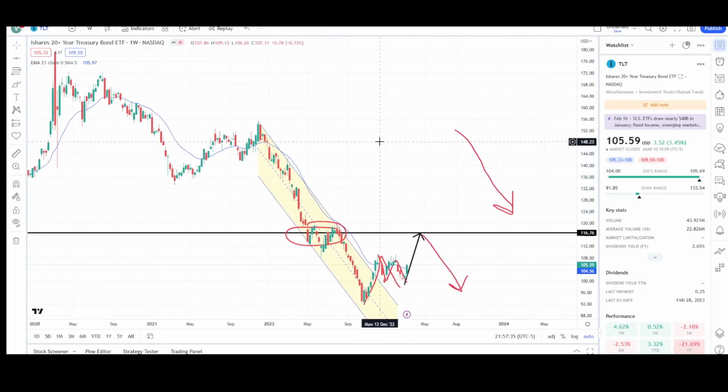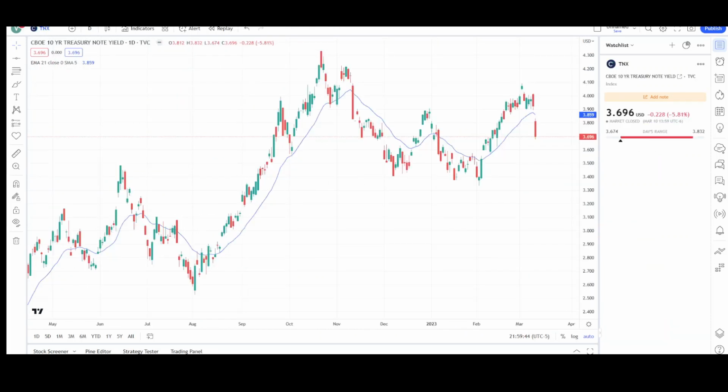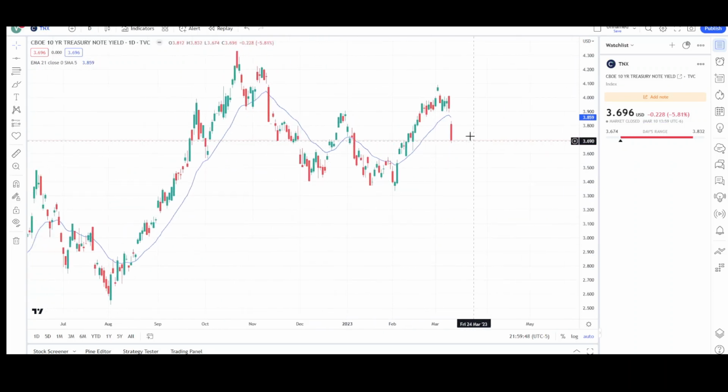Now I'm going to review TNX. And here we have the daily chart for TNX, and it looks like it's kind of doing the reverse, where we're seeing a big drop, and it looks like longs are trapped. So I do think TLT is probably going to continue higher. It looks pretty bullish. Let's take a look at TNX.